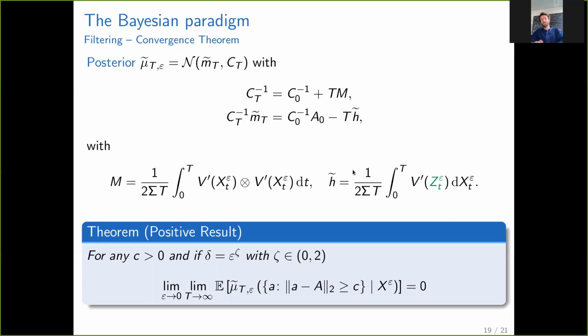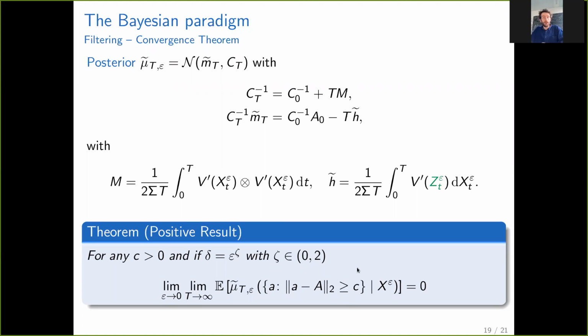And then we have a positive result. Before, the posterior measure would shrink towards the MLE, and the MLE would go towards the wrong value. Here we have the same effect, since the precision matrix is the same, so the posterior measure shrinks at the same rate as before. It shrinks towards the MLE, but this time, due to the theoretical result of the filtering estimator, it shrinks towards the good value. So this is summarized by this theorem here.